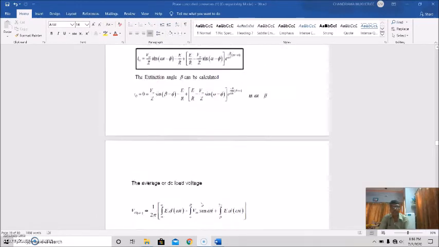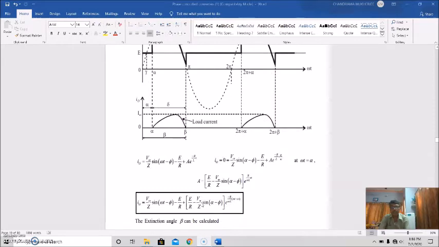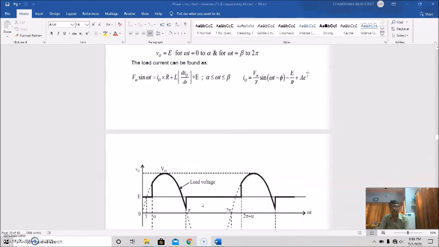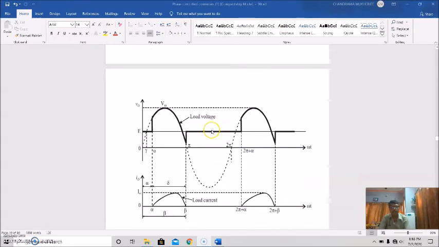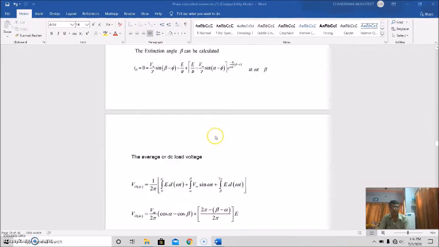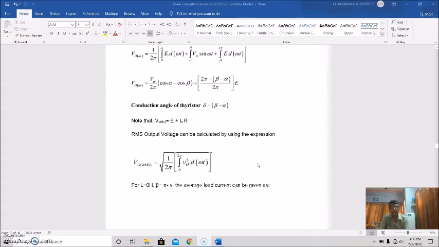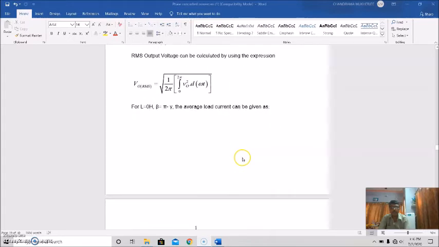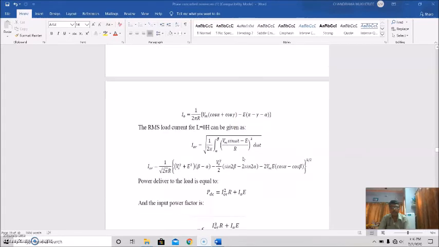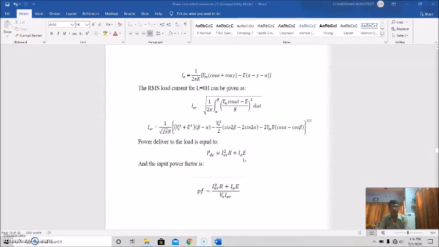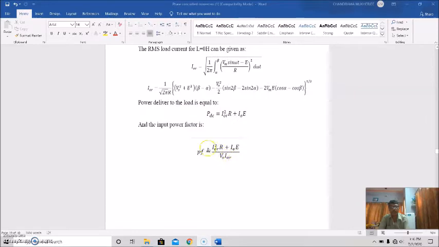This is the output voltage, then the output current or load current, then the different conditions, then the RMS value of the DC output, then the RMS value of the load current, and then we have calculated the DC power delivered to the load, and the input power factor is like this.